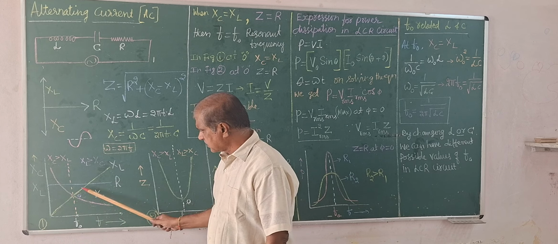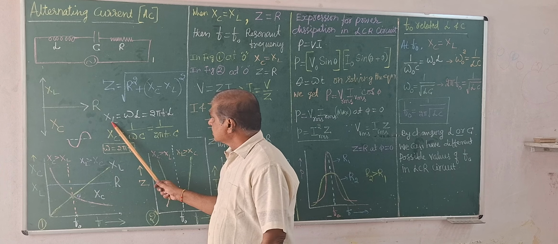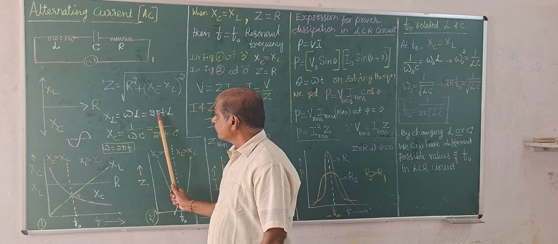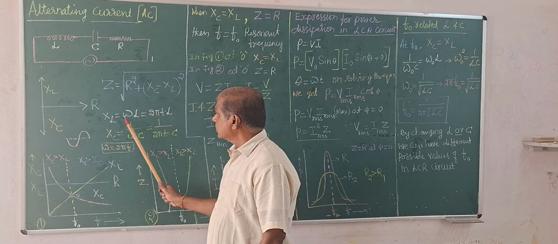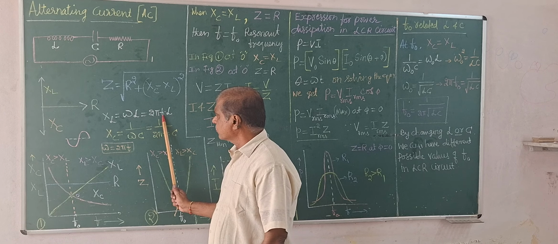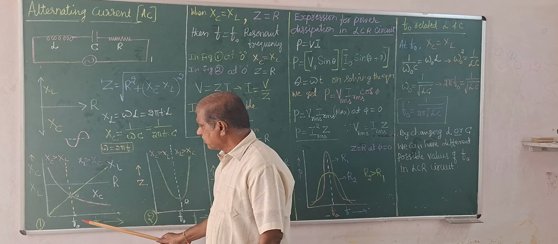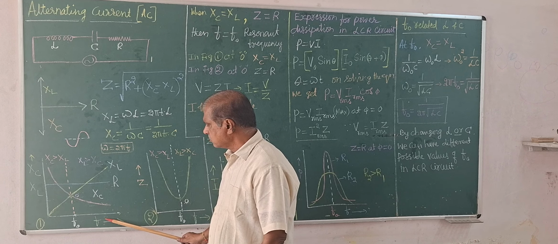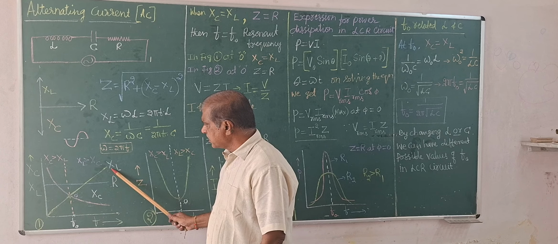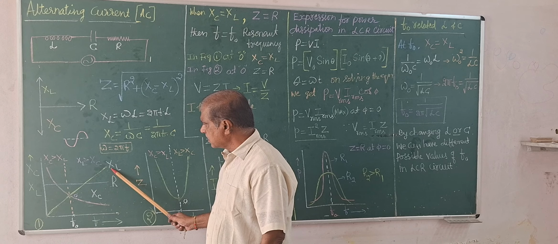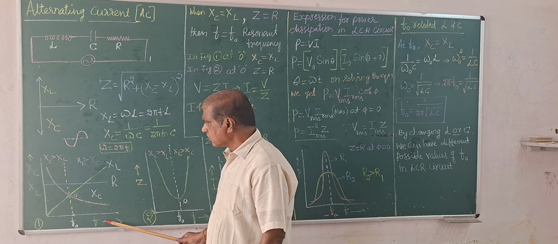What is the graph for XL? XL is directly proportional to F. So it is linearly related. There must be a linear increase of XL with increase of F. So XL increases, the resistance by the inductor increases linearly with increase of frequency.